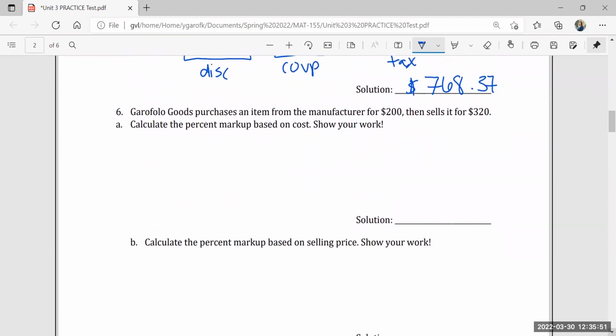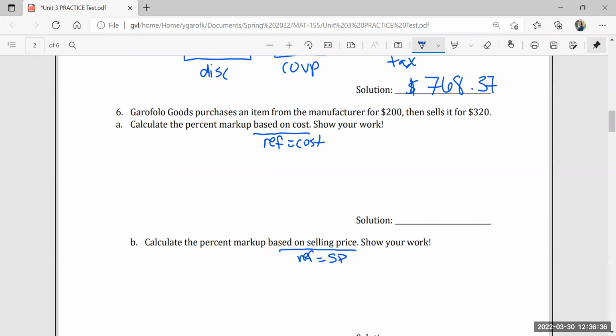Okay, now we're shifting gears a little bit to another section, and we're talking about markup. Garfola Goods purchases an item from the manufacturer for $200 and then sells it for $320. We want to calculate the percent markup. Remember that the percent markup can be based on two different things, and it's going to change our answer. So when we say based on cost, our reference is cost. Okay, and the next part we're basing on selling price. So our reference is going to be our selling price in that one. Either way, our numerator is the same. What was the difference in what we sold it for and what we bought it for?